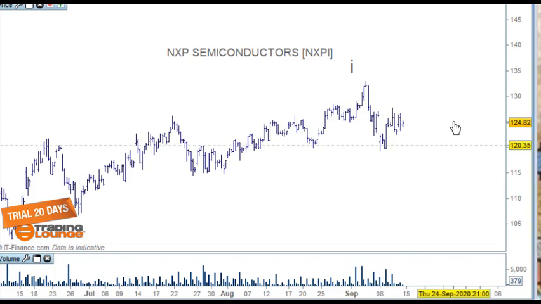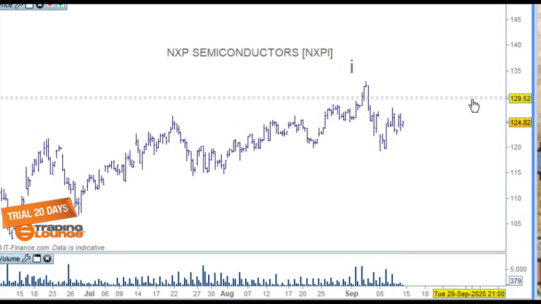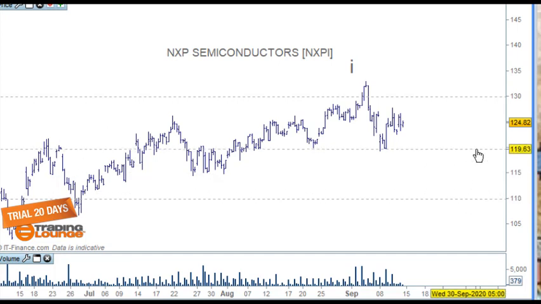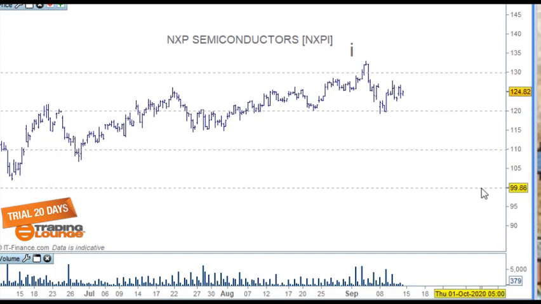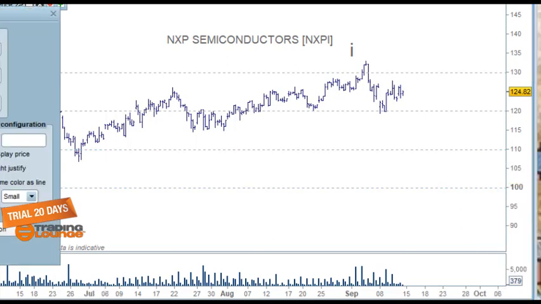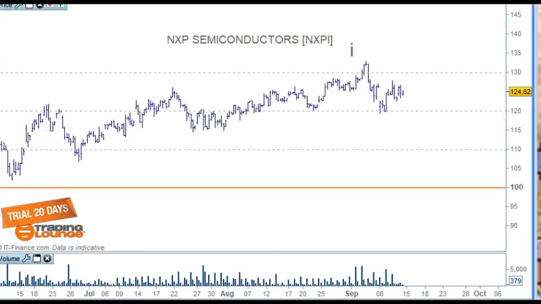Let me just update a few things. These are the levels. That's 130, 110, 120. That makes up group 1 of 100 here. So that's the major level there, 1 being the strongest number in the market. So major level, and these are minor levels.